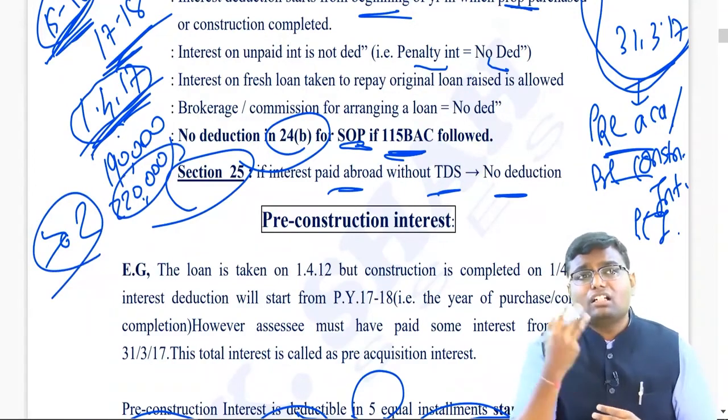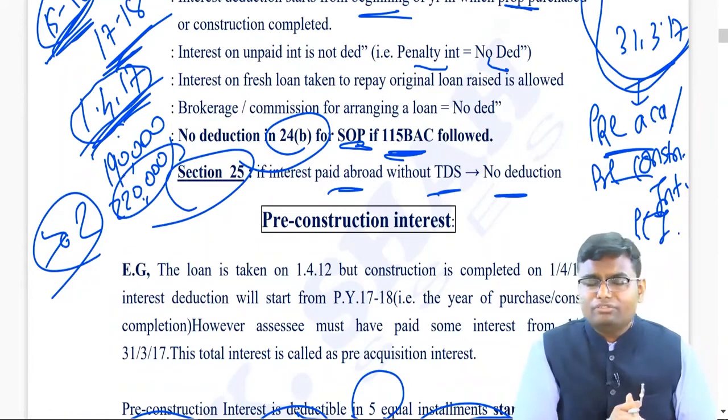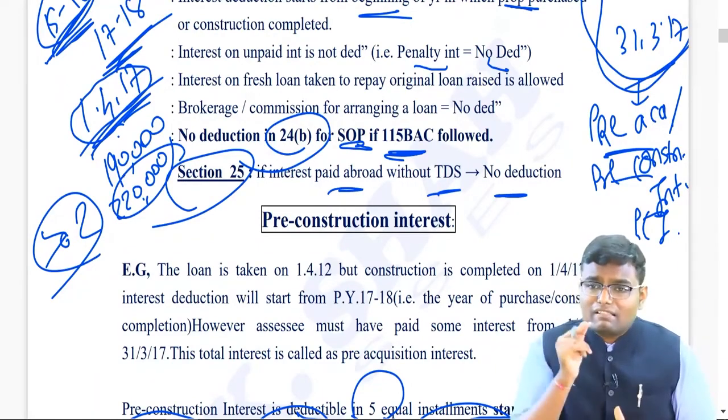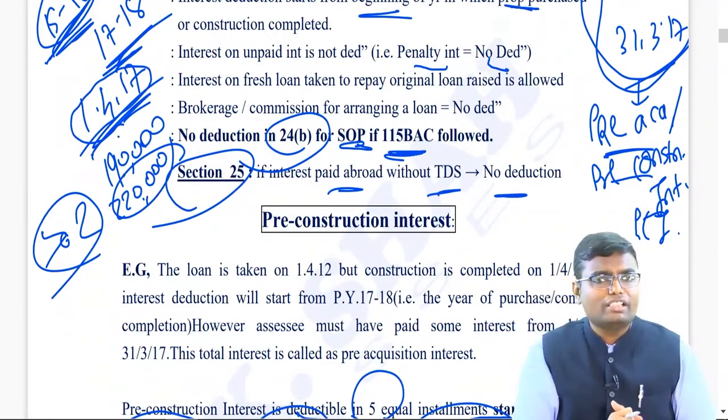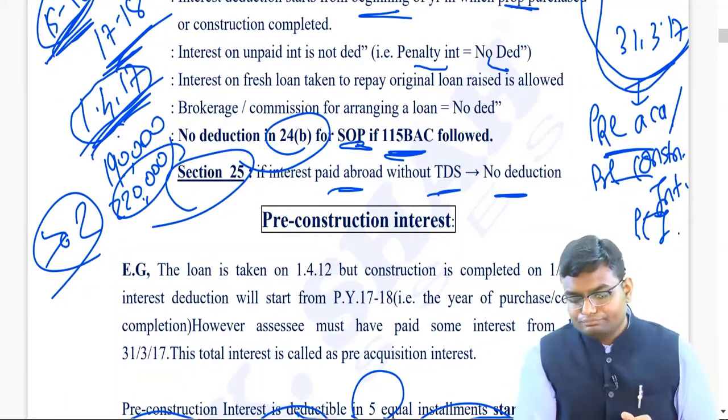Sir, what if in the third year itself my loan is totally repaid? Then in the 4th year and 5th year you will not have current year interest, but still that 1/5 of pre-construction interest you can get as a deduction. That is fixed for 5 years.